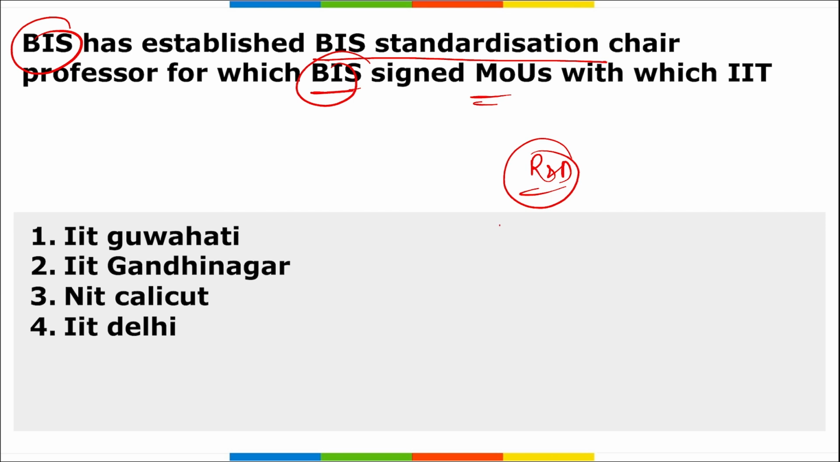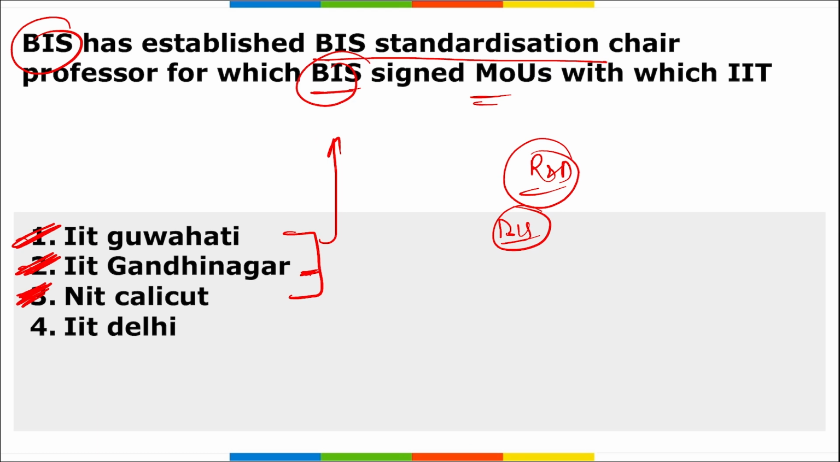All right, also remember, if we talk about BIS only, BIS has established this BIS standardization chair professor, for which BIS has signed an MOU with IIT Guwahati, IIT Gandhinagar and NIT Calicut. These are the three organizations to which BIS standardization chair was recently established. All right, so we can say BIS has signed an MOU with IIT Guwahati, IIT Gandhinagar and NIT Calicut for this BIS standardization chair professor.